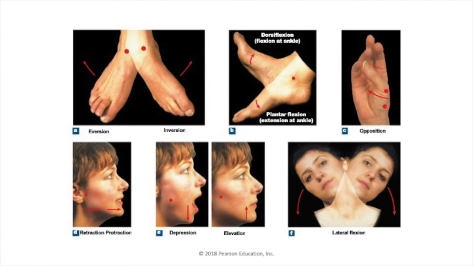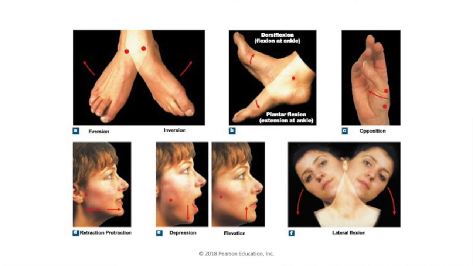Opposition is when you are bringing your thumb, so this joint right here, between that phalanx and that metacarpal bone. They come together to form this joint here that we're going to talk more about. And that joint can move the thumb towards the pinky finger. When you bring that in like that, that's opposition. And then when you bring it back out again, that's reposition. So opposition and then reposition.